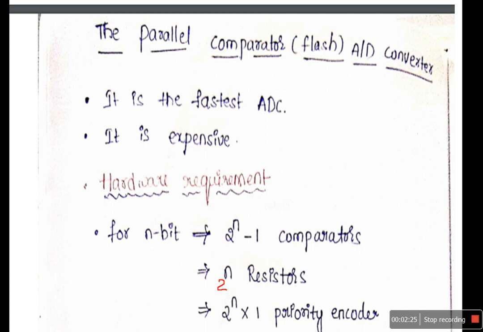Here it is 2 power n cross n priority encoder. That means for a 4 bit ADC it requires a 16 cross 4 priority encoder.